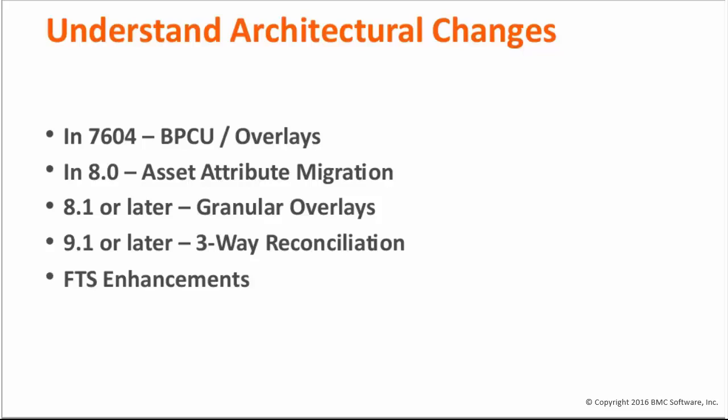In order to avoid any surprises in the project plan or schedule, you should first understand the major architectural changes. Understanding these changes not only helps you in the upgrade process, but also makes it easy for future upgrades. For example, we introduced overlay concepts in 7604 that keep customization safe during the upgrade and eliminate rework on overwritten workflow. Similarly, in 8.0, there is a change in asset self-join architecture. In 8.1, we introduced granular overlays that would help minimize reconciliation efforts during the upgrade or patching. We also made some changes to FTS architecture to support high availability.